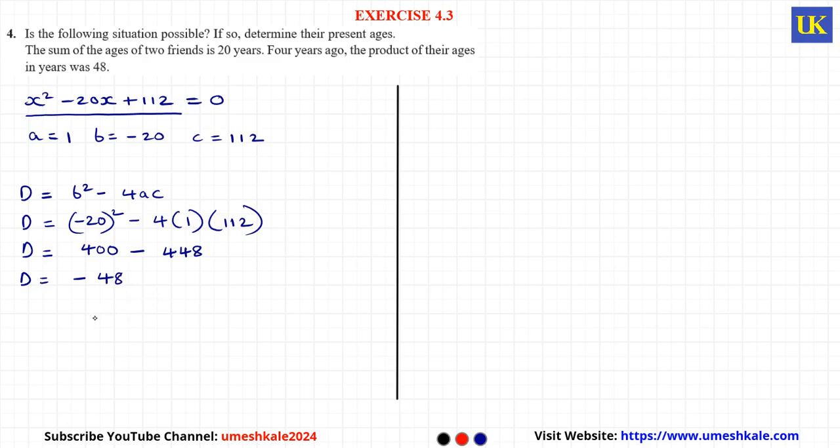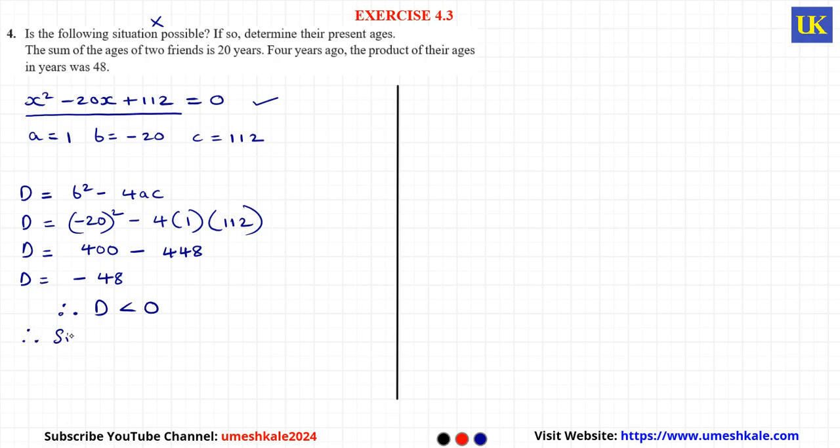Now what is happening is that D is less than 0. And when D is less than 0, we get no real roots. So therefore the situation is not possible. We need not go ahead and solve this equation. Here itself we will get to know what kind of answer we are getting, so here itself we can conclude the answer.